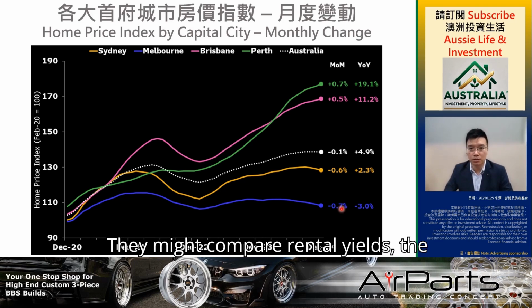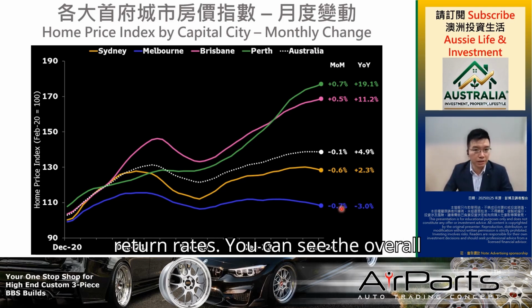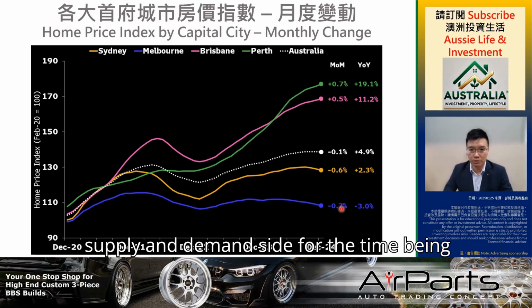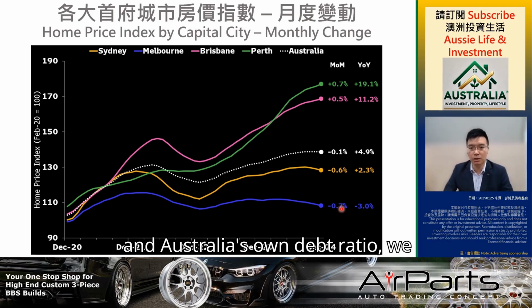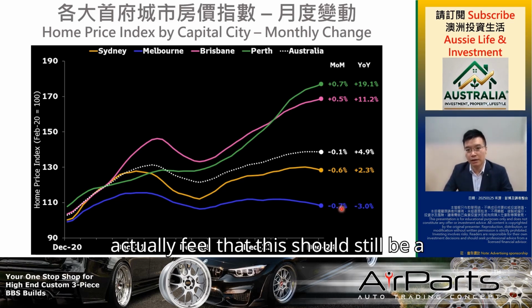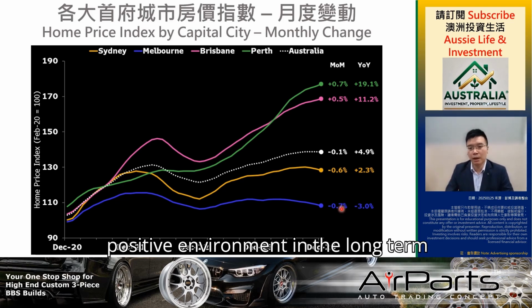They might compare rental yields, the return rates. You can see the overall trends. But if we look at the macro supply and demand side for the time being, and Australia's own debt ratio, we actually feel that this should still be a positive environment in the long term.